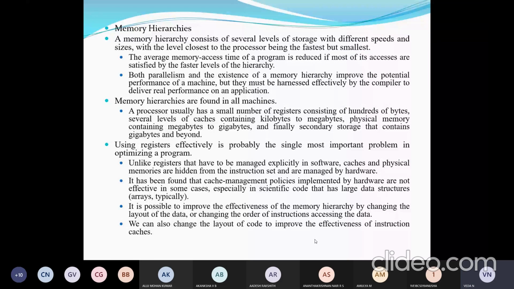So in the sense, whenever we are using the registers effectively in a single, it will be a problem for optimizing. That we have already seen in the first module when we are using registers directly for our computation.